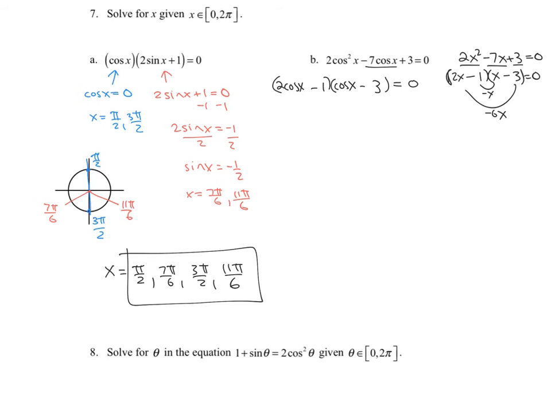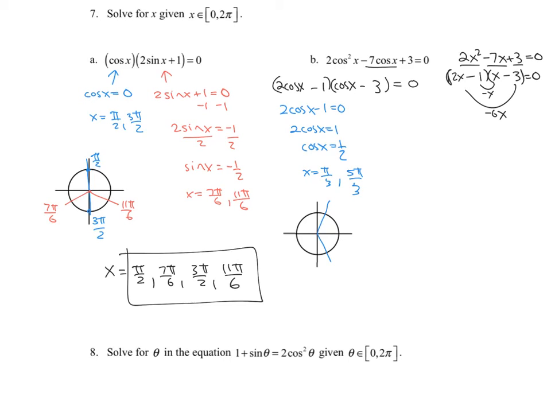Now to solve this using the zero product property, I solve 2 cosine x minus 1 equals 0. Add 1 to both sides. 2 cosine x equals 1. Divide both sides by 2. Cosine x equals 1/2. Cosine x equals 1/2 at pi over 3, and also down at 5 pi over 3.